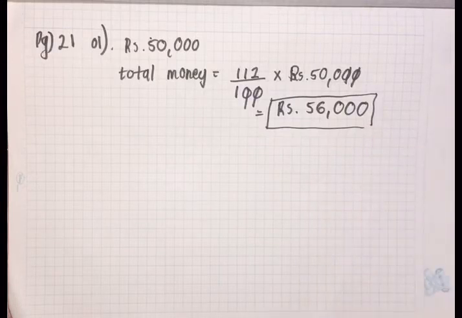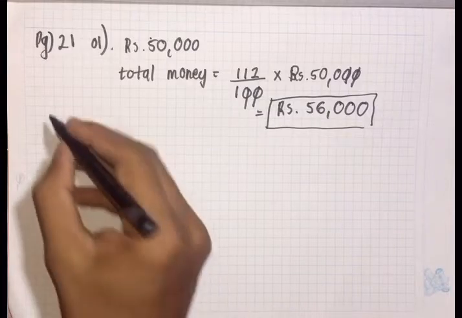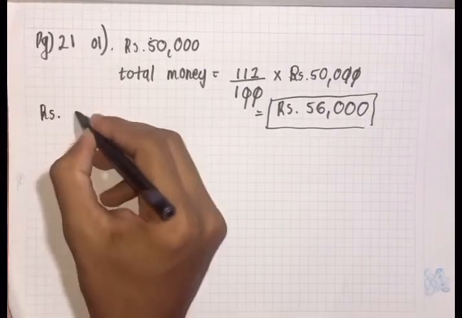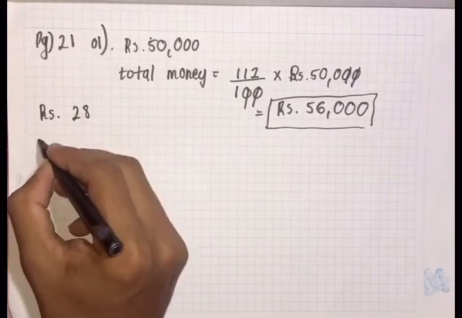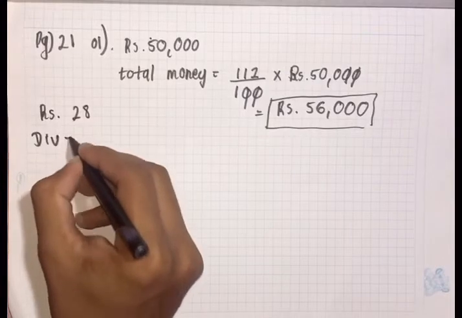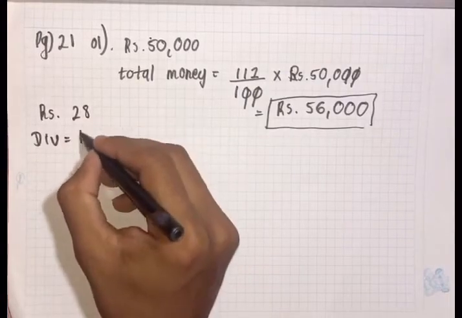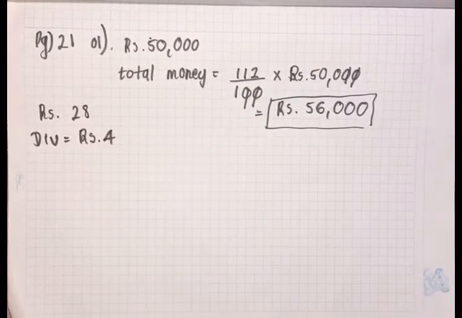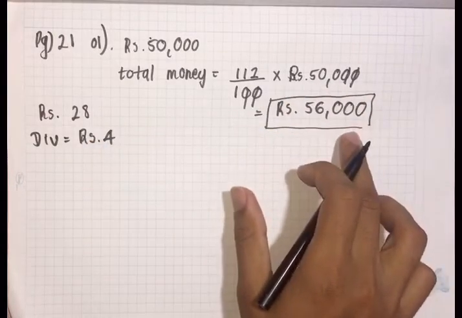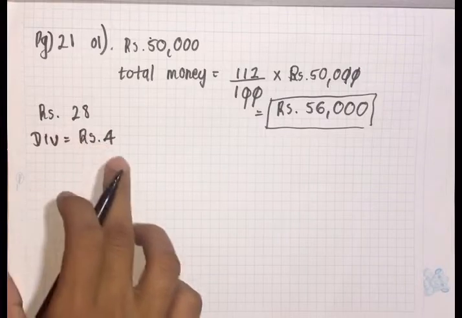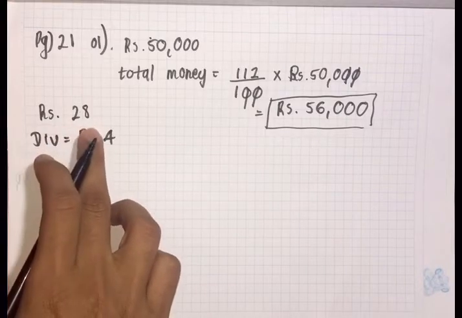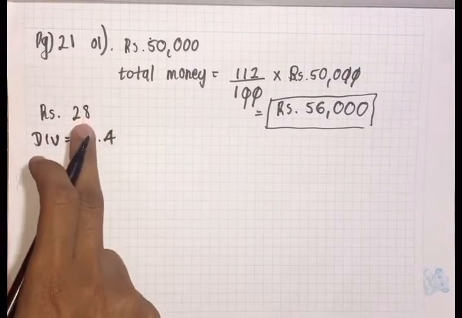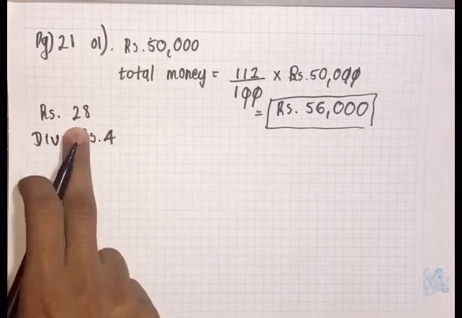Okay, now she bought the shares at the market price of 28 per share. The market price of a share is 28 and the dividend is equal to 4 rupees. Is that clear? Okay, now you have to just do according to shares. In total, she has an amount of 56,000. Now she is buying, you don't know the number of shares she is buying. You can find it out. One share is equal to 28 rupees.